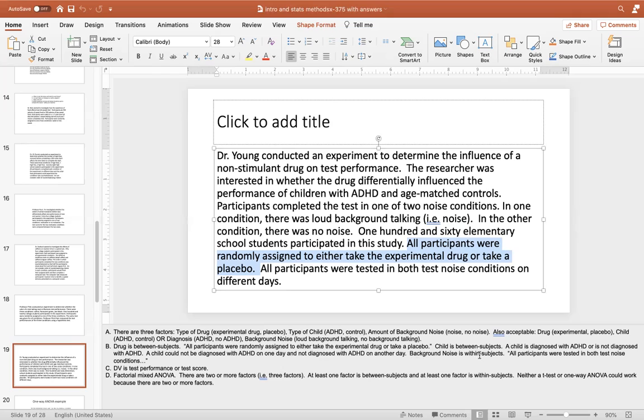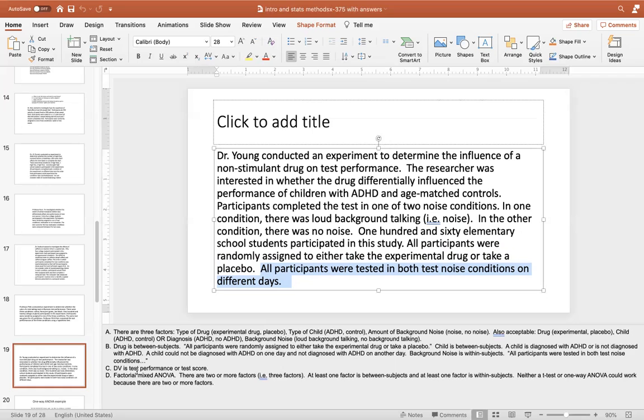And then finally, background noise is within subjects, and it says, the quote, all participants were tested in both test noise conditions. It says that right here. All participants were tested in both test noise conditions, but on different days. So that factor is within subjects. So we have 2 factors that are between subjects, type of drug and type of child, and 1 factor which is within subject, which is amount of background noise or just background noise.